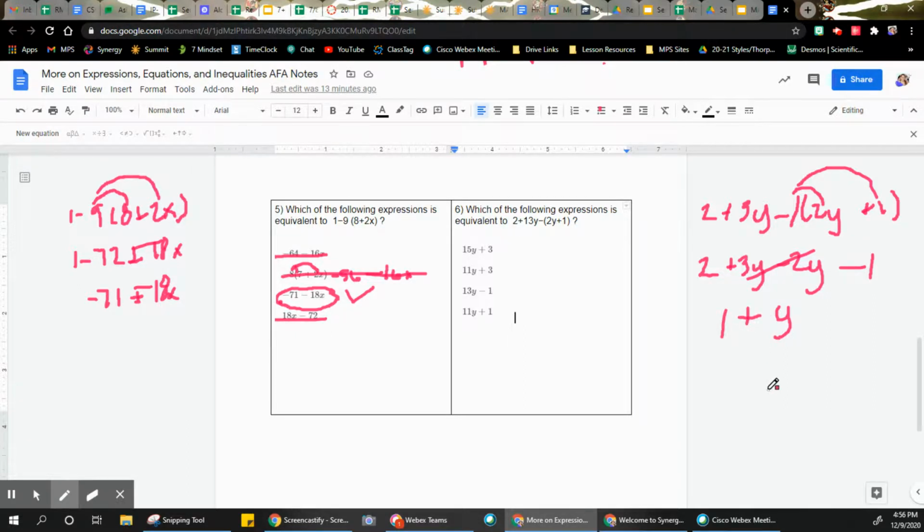So now I've got to see if any of these are correct. Oh, I wrote this wrong. This should have been 13y. Whoops. It says 13y right there. That's why you make sure you double check that you wrote your problem correctly. So 13y minus 2y is 11y, so it's 1 plus 11y. I could also rewrite this as 11y plus 1. So let's see which one of these are correct. I've got 15y plus 3, 11y plus 3, 13y minus 1, or 11y plus 1.